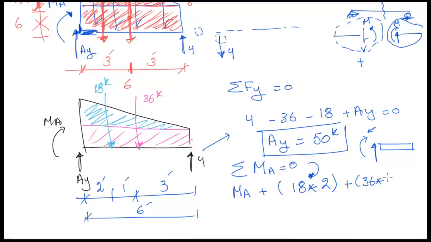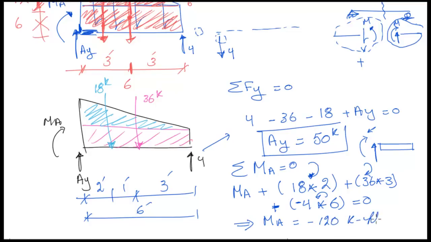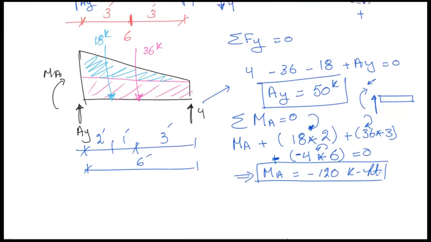Now, let's keep going. The 36 multiplied by 3. Again, it's rotating this way, so it is positive. Of course, MA is positive. And the last one is the 4, multiplied by the whole length, which is 6. It's rotating this way, so this one is negative, and that equals 0. If I solve for MA, I will get a value of minus 120 kip-foot. Okay, so far so good.